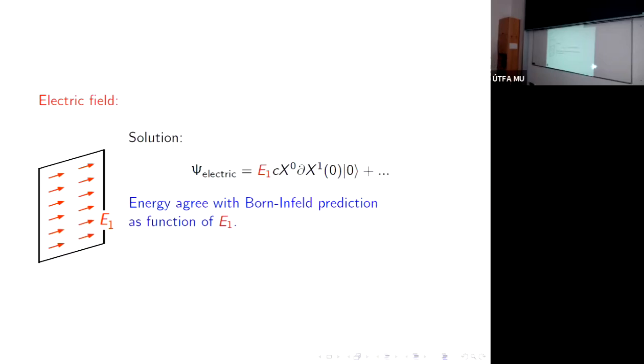And finally, we also looked at a solution for an electric field on a D-ring, which is a time-dependent solution generated by a marginal operator of this form. And you can use the symplectic form to compute the energy of the solution as a function of the electric field on the D-ring. And we showed that this energy agreed with what you get from the Born-Infeld action.